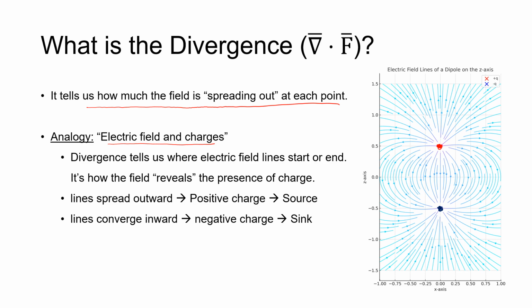As we can see, field is coming out from the positive charge, forming some loops until it reaches back to the negative charge. So it is spreading out from the positive charge, and using the divergence we'll detect this one, and in this case we name this one a source. When it converges inward at another location, we'll find that this location is just a negative charge and we name it a sink.